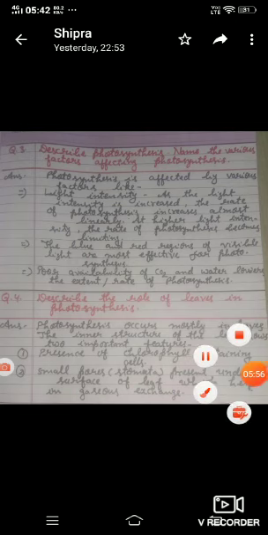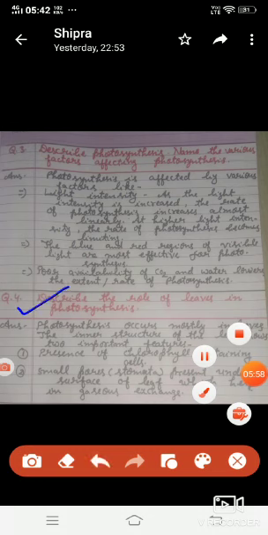Question 4 is: describe the role of leaves in photosynthesis. Here, photosynthesis occurs mostly in leaves. The inner structure of the leaf shows two important features. First, the presence of chlorophyll containing cells. Second, small pores, stomata, present under the surface of the leaf which help in gaseous exchange.